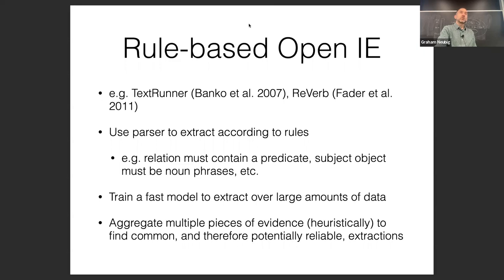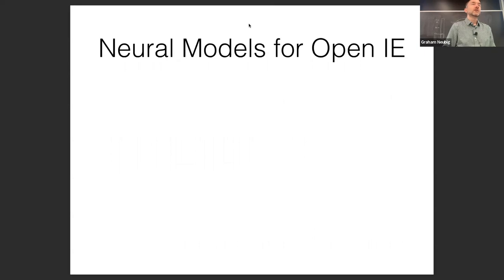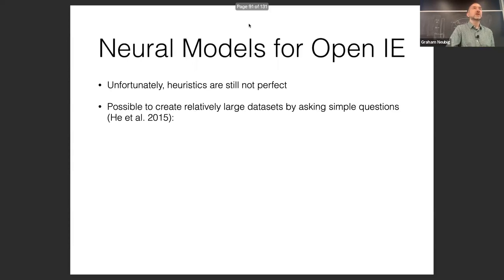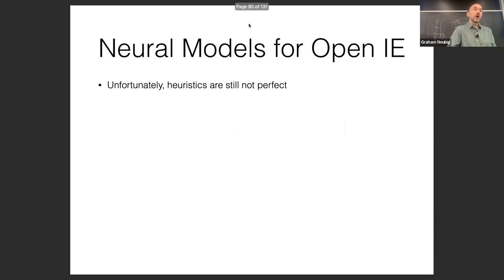Then one important thing is they aggregate multiple pieces of evidence. So basically, they try to find these mentions that are very common, and things that are very common are more likely to be reliable, right? And so they extract the more common and reliable pieces of data in favor of the other ones. There are also neural models for open information extraction. Unfortunately, heuristics are still not perfect. They extract things that aren't actually relations.